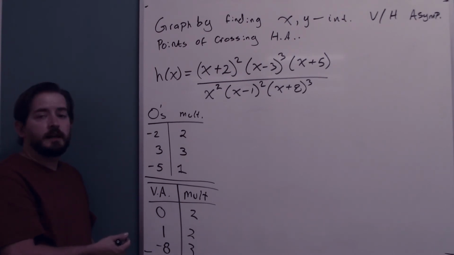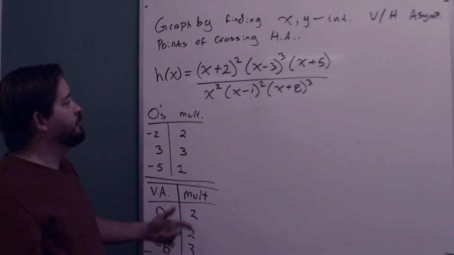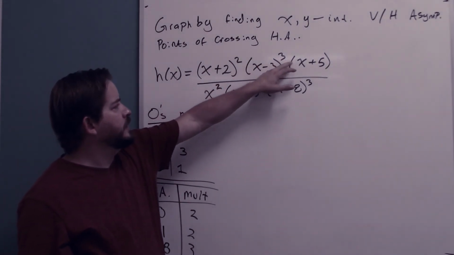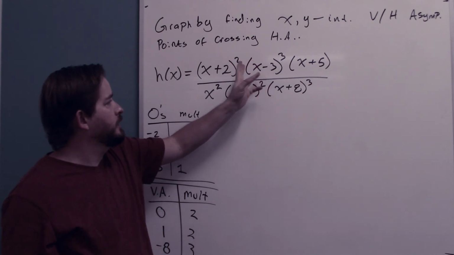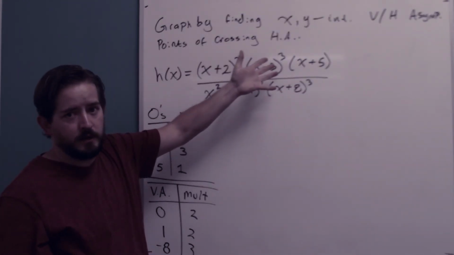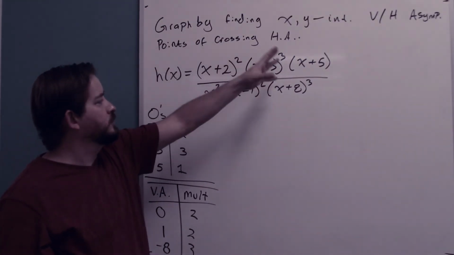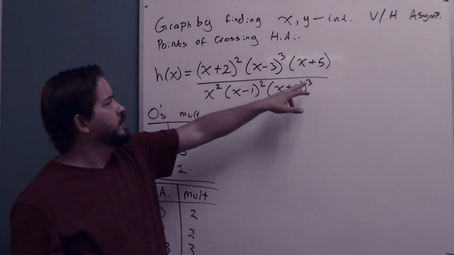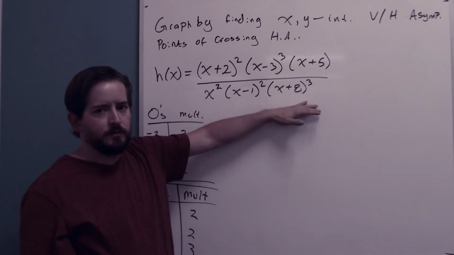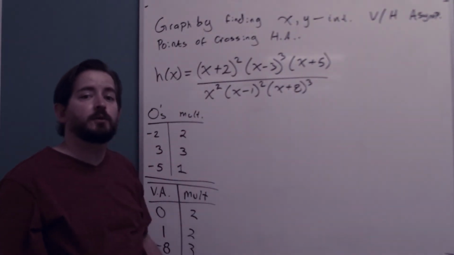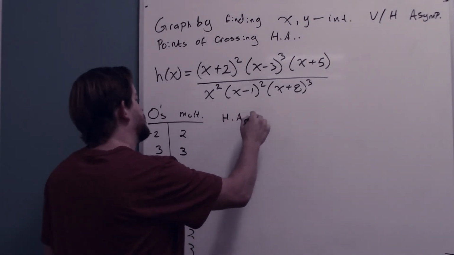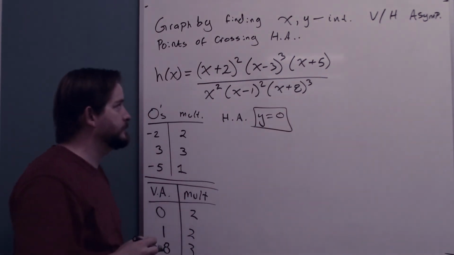Is there a horizontal asymptote? Perhaps. And I find out by looking at the power of the numerator. So there's a 2 and a 3 and then a 1. So altogether I have 6, x to the 6 in the numerator if I were to expand it all the way out. But in the denominator I have 2, 2, and 3. That's 7. So in the denominator I have a greater power, and therefore my horizontal asymptote is y equals 0. Okay.